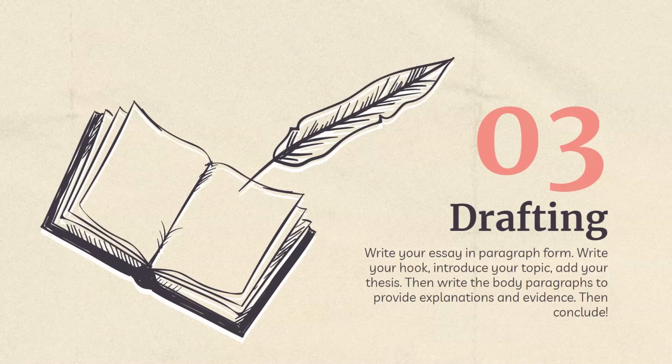Once you're done outlining, you can write your rough draft. This is going to be in paragraph form. So you write your hook, introduce your topic, add your thesis, and then you write the body paragraphs to provide explanations and evidence, and then conclude. Sounds simple. I know it's not easy, but your outline should really help.